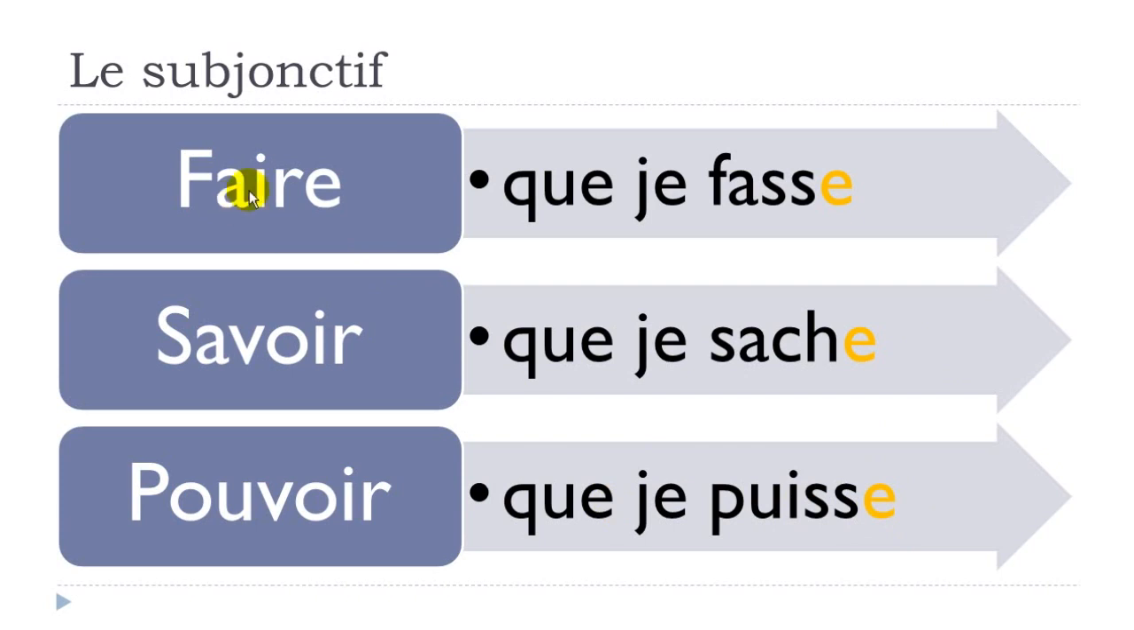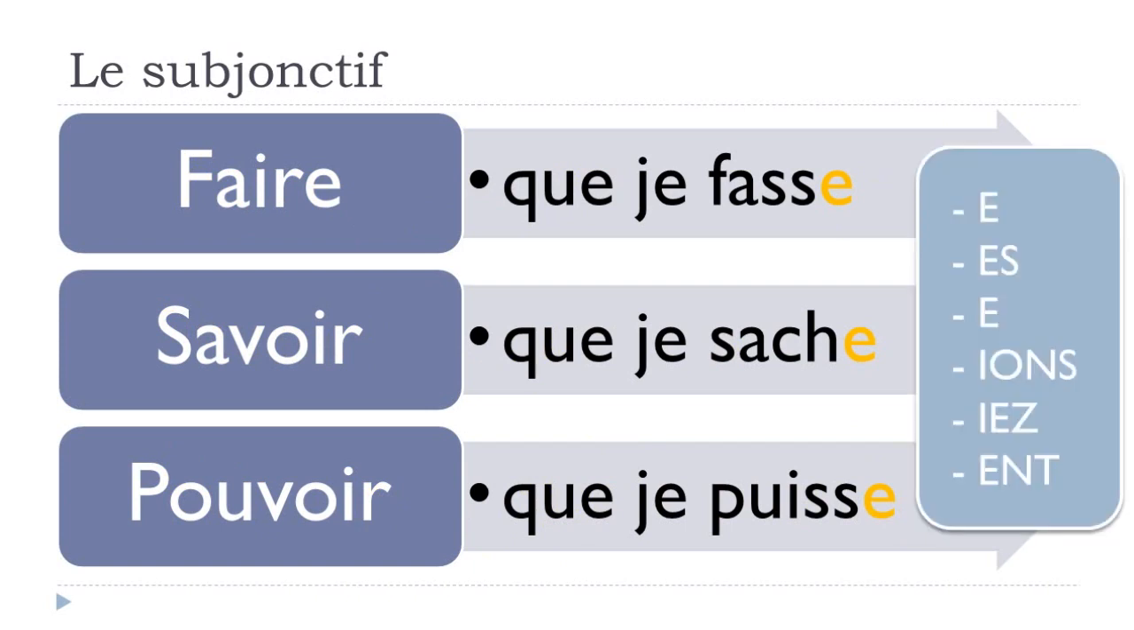Okay, so remember, faire, to do, que je fasse, savoir, to know, que je sache, pouvoir, can, que je puisse. All right? And then, well, of course, as I did put that, I forgot that. Endings: es, ions, iez, ent.